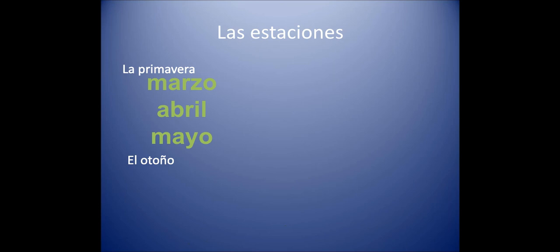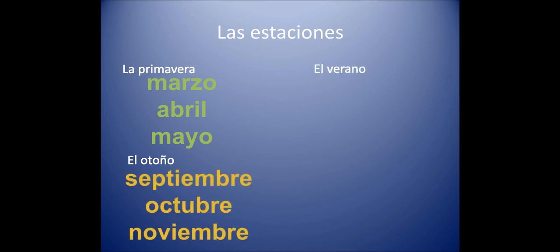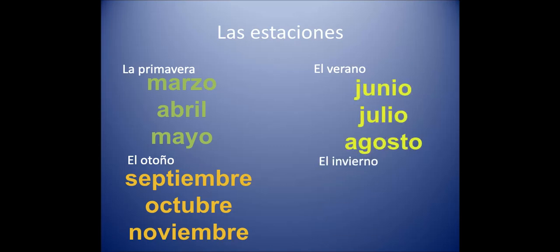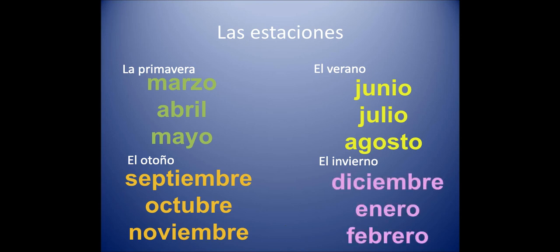La primavera ocurre en marzo, abril y mayo. Primavera or spring is in March, April, and May. El otoño or autumn or fall is in septiembre, octubre, and noviembre. El verano es en junio, julio y agosto, y el invierno es diciembre, enero y febrero. So hopefully that was a quick recap too of our months of the year.